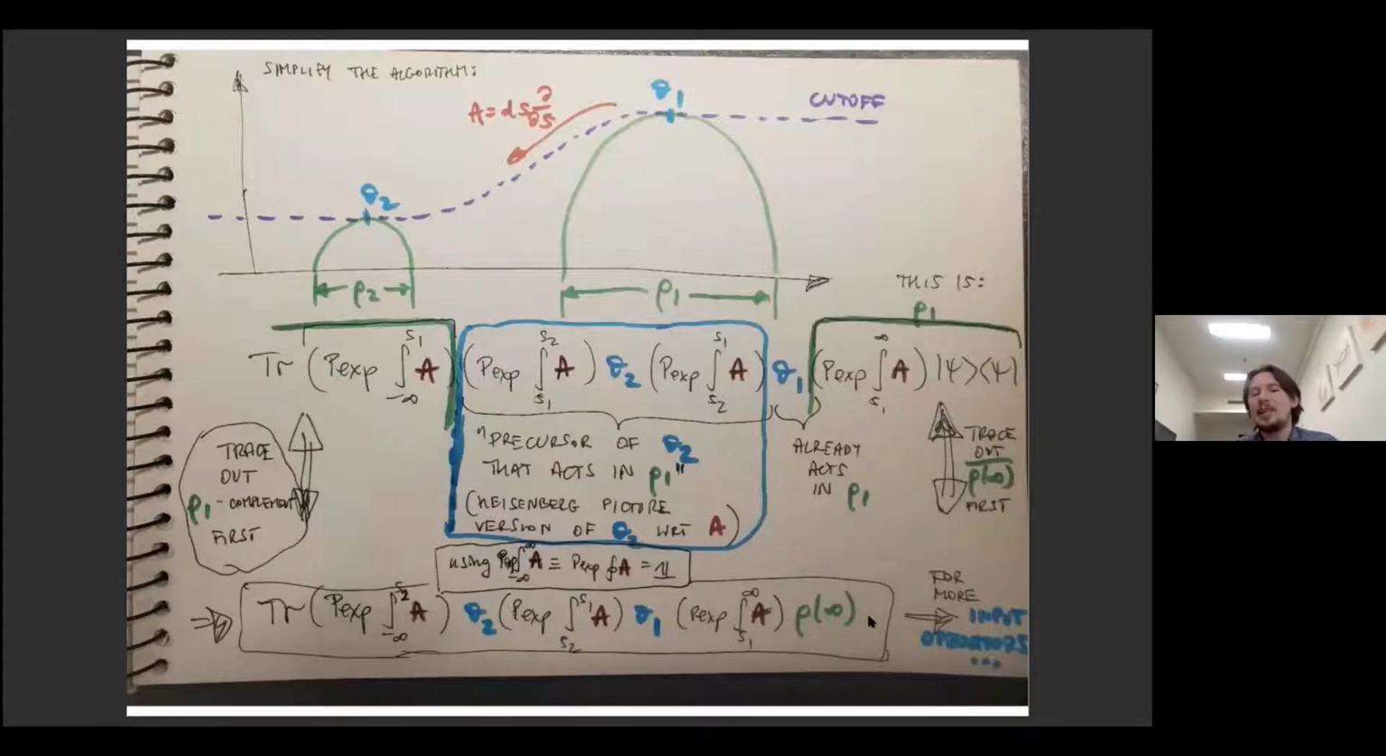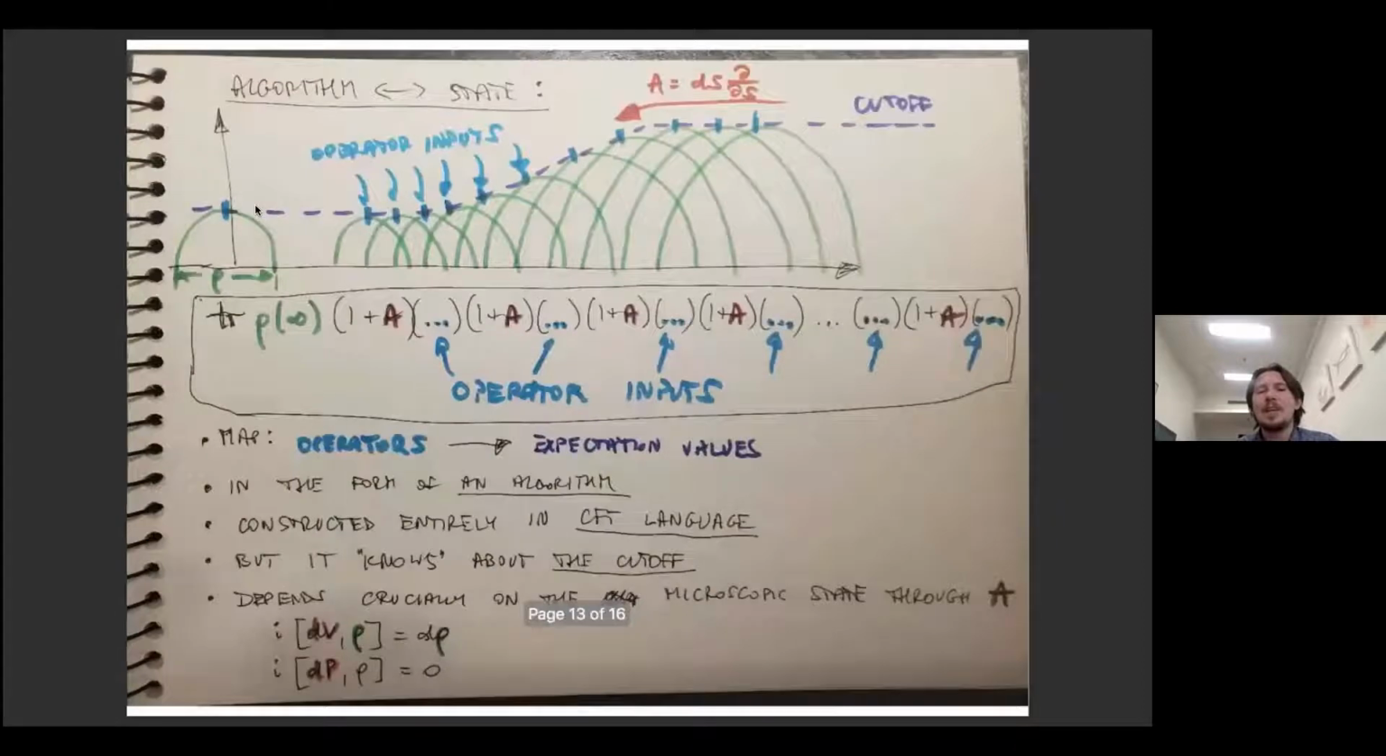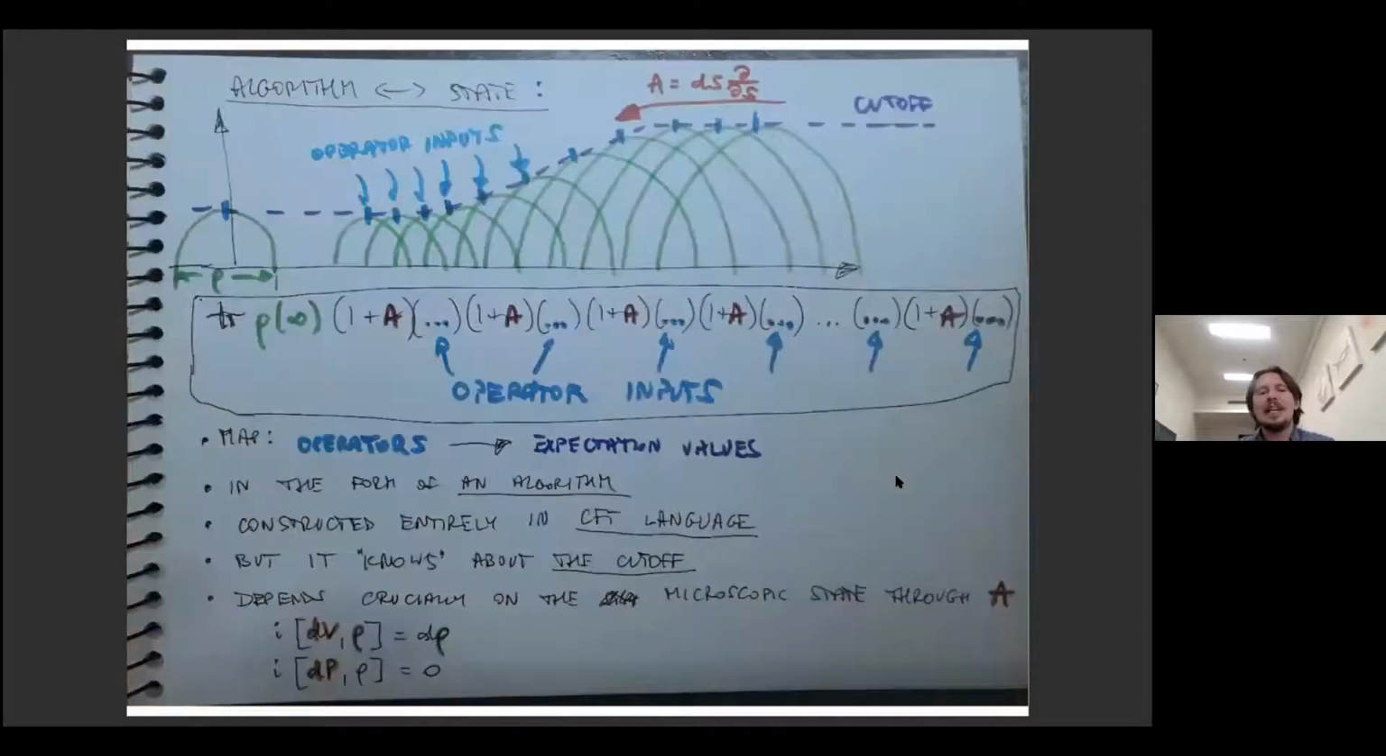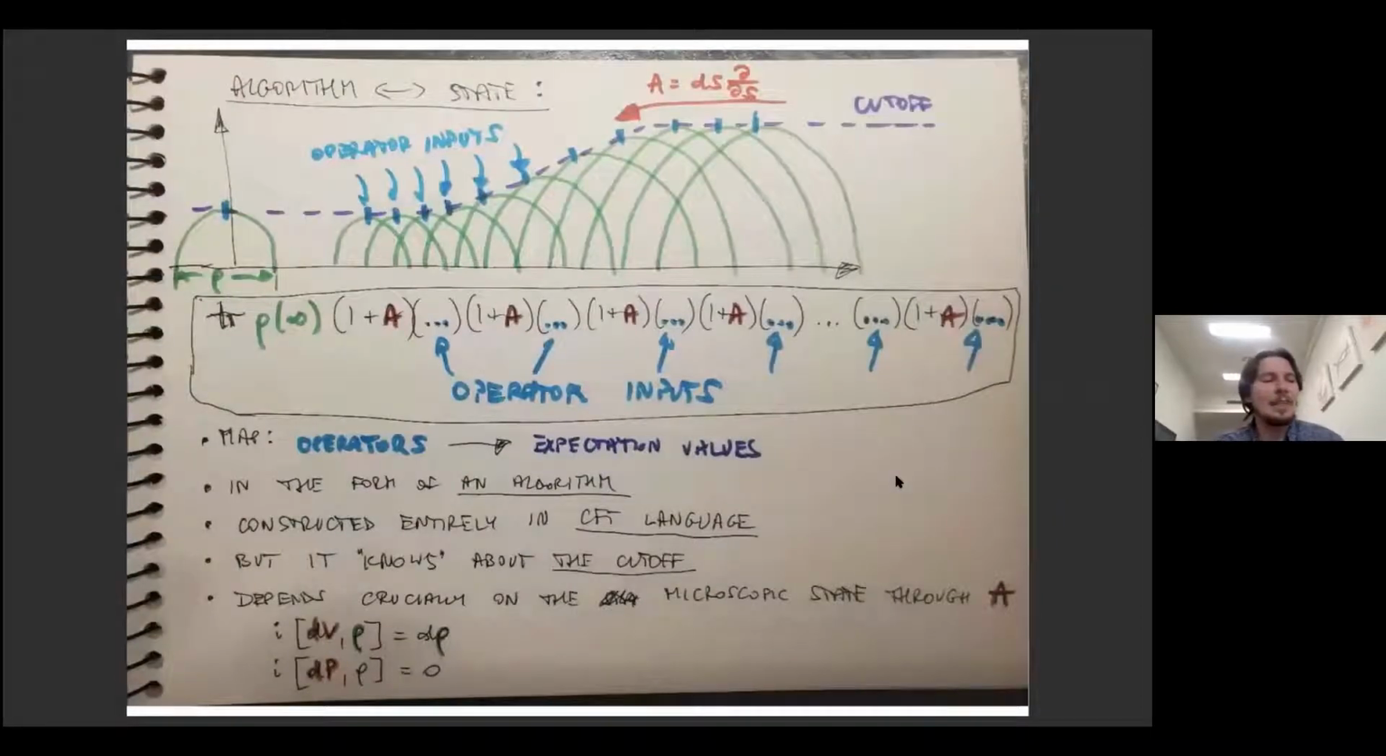I just have to take one of them, initialize this way, and then translate it using Wilson lines of A, take inputs, translate, take inputs, and then I form a trace at the very end of the day after I have scanned through the whole cutoff surface. So this is the state as we have concluded.